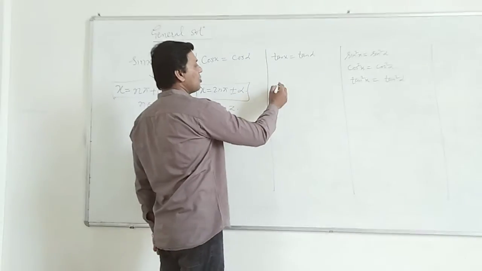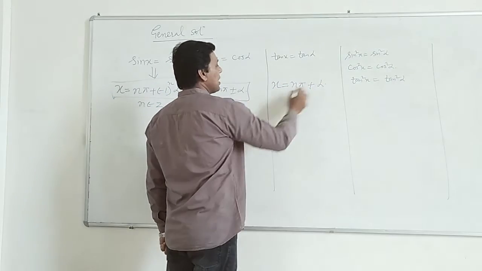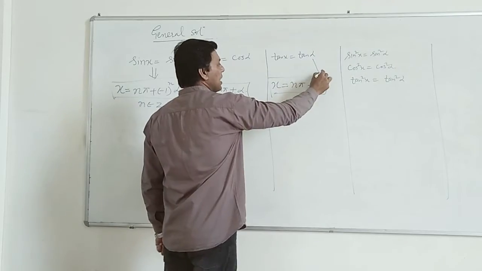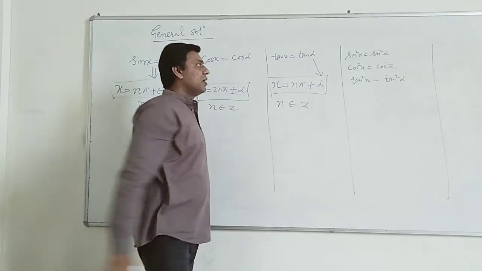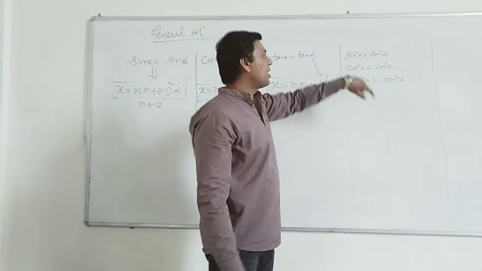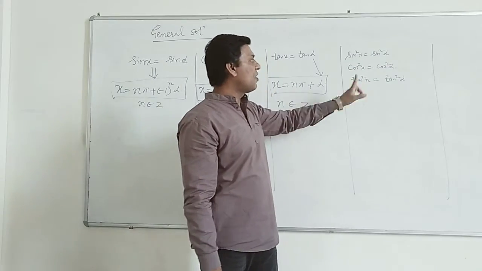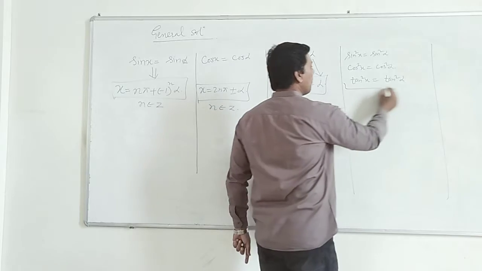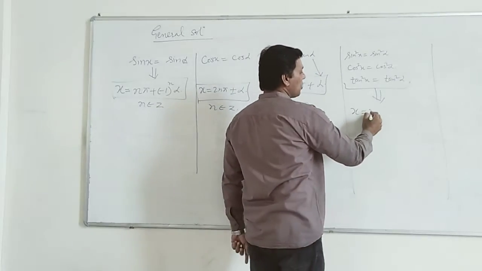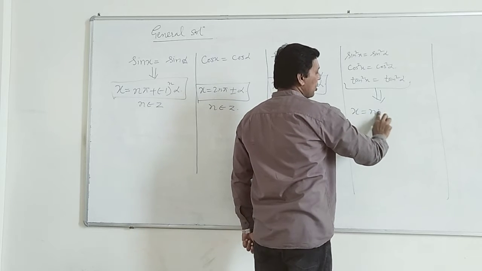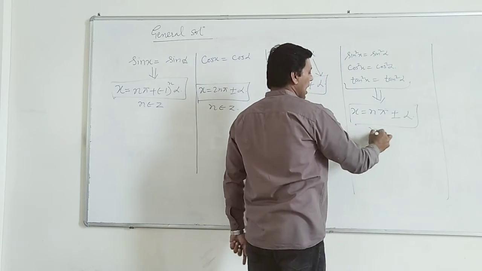Now, if tan x is equal to tan alpha, then x is equal to n pi plus alpha, where alpha will be the first principal solution and n is an integer. And for these three trigonometric equations, whether sin square x is equal to sin square alpha, cos square x is equal to cos square alpha, or tan square x is equal to tan square alpha, the common solution is x is equal to n pi plus or minus alpha, where n is an integer.